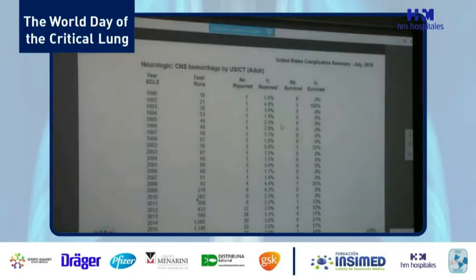We like to think that modern-day ECMO and critical care has brought progress, especially for this complication, but data from 1990 through 2016 suggests that the incidence of major CNS hemorrhage remains essentially unchanged in the 3 to 5% range, though there are more survivors reported in the last 5 years.